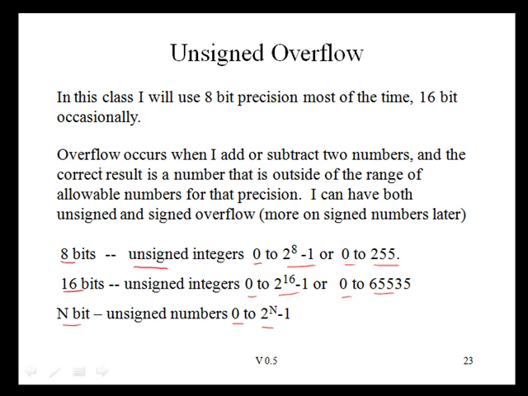Given that we have a limited range of numbers, when we do an operation on a number, we can overflow the range. For example, when I add or subtract two numbers together, if I get a result that is outside of the range of the allowable numbers for the precision, then I get the wrong answer. In that case, I will get overflow if I produce a number that's too large for a particular number range.